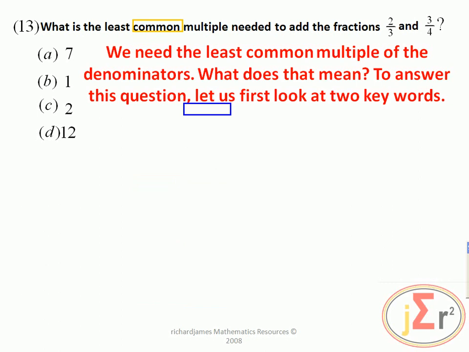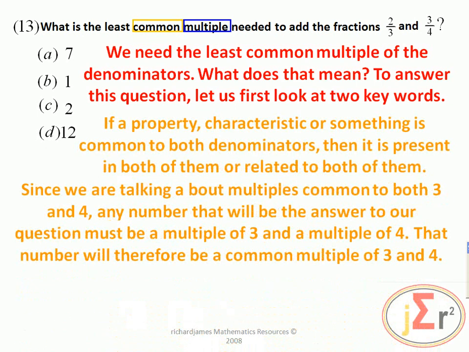So we will take a look at two keywords, common and multiple. What does common mean? What is a multiple? If a property, characteristic, or something is common to both denominators, then it is present in both of them or related to both of them. Since we are talking about multiples common to both 3 and 4, any number that we will be using or taking as the least common multiple in this particular case must be a multiple of 3, and it must be a multiple of 4. Right.